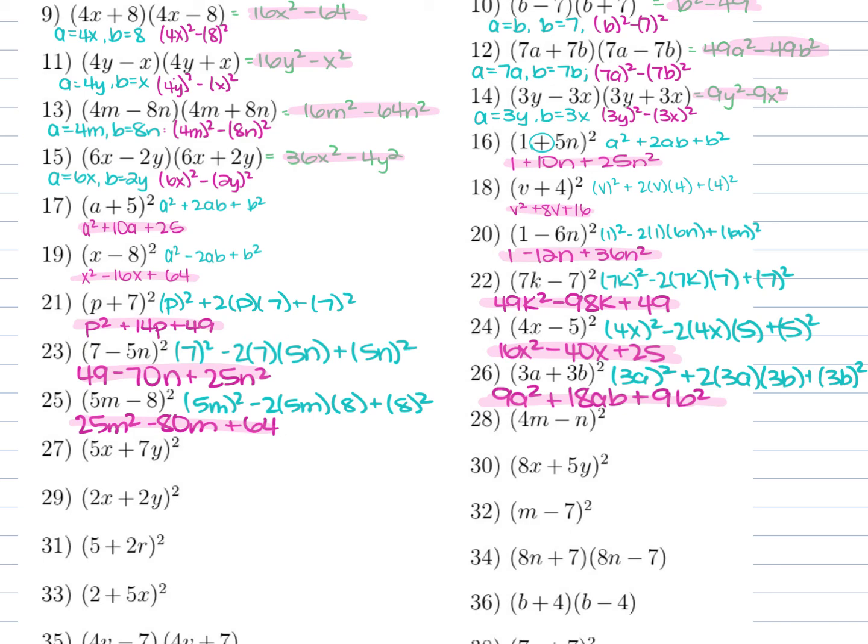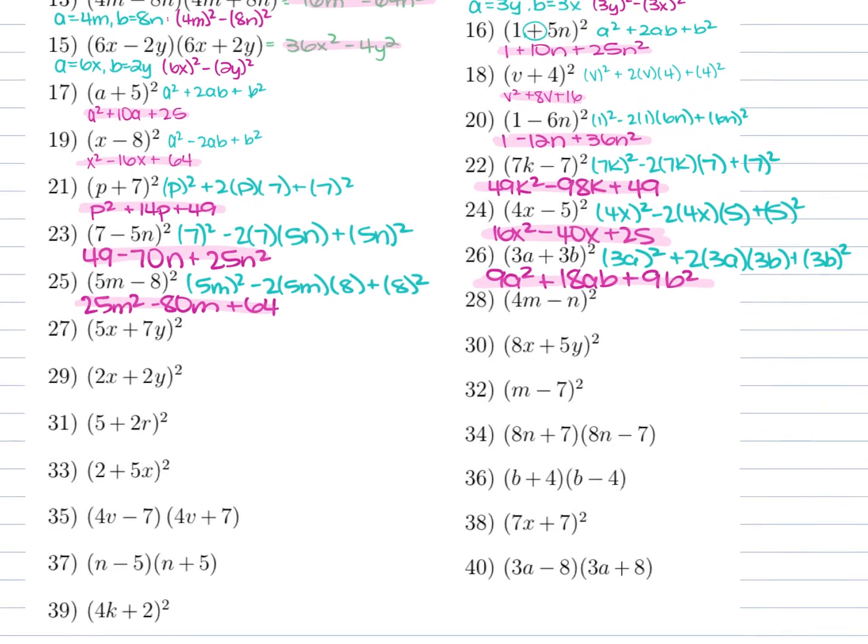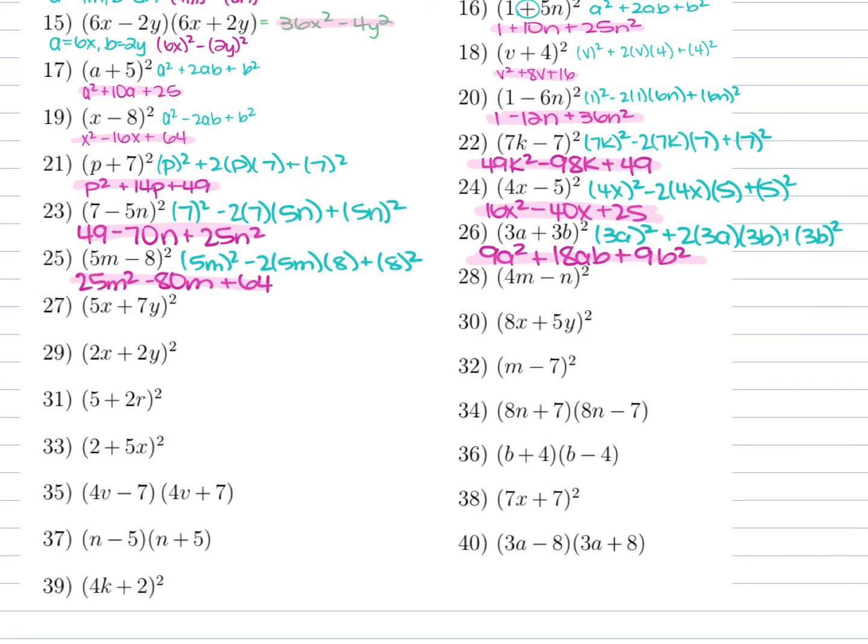For 27, you have 5x plus 7y to the second power. So we're going to do 5x squared plus 2 times 5x times 7y plus 7y to the second power. So this gives us 25x squared plus 70xy plus 49y squared.